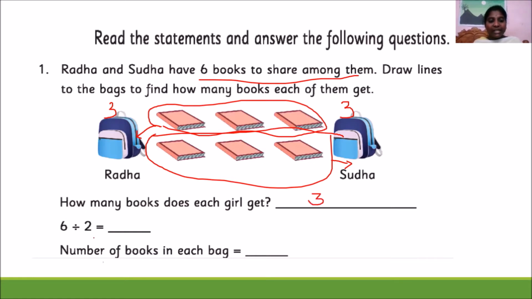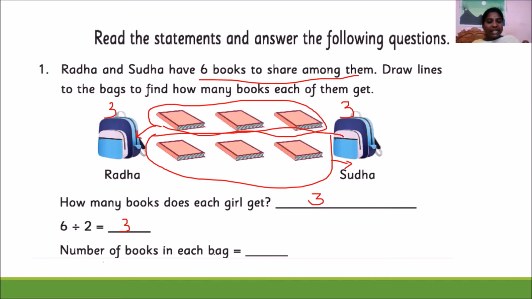Now we are going to complete the division fact. 6 divided by 2 equal to. 6 is the dividend. Dividend means total number of objects. Here the total number of objects is the total number of books. It is divided into 2. 2 is the divisor. This is the number of people here. 2 people. We are going to share the 6 with the 2 persons. So each will get how many books? 6 divided by 2 equal to 3.